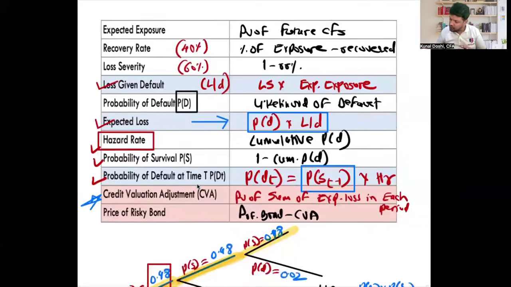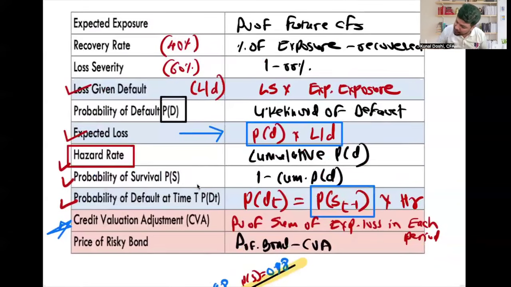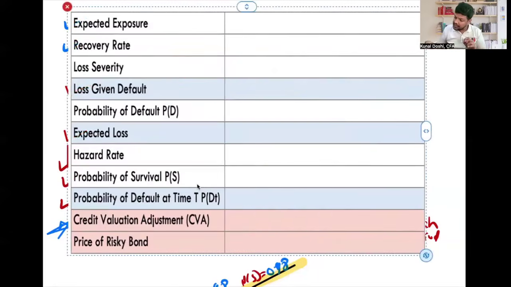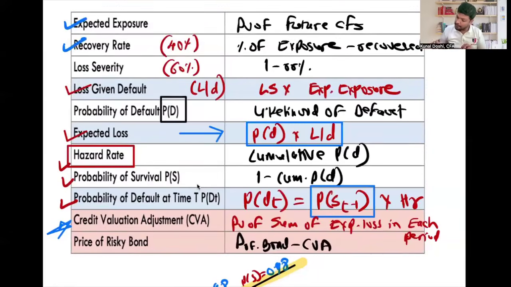For example, here if you notice, expected exposure, recovery rate, and loss severity. Expected exposure is the amount that you are exposed to in case the bond defaults, and how much you will lose, that is loss severity. Opposite of that is recovery rate. So if the loss severity is 40%, the recovery rate is 60%, or vice versa. Now, another thing that you need to understand is the probability of default, which will generally be provided to you.